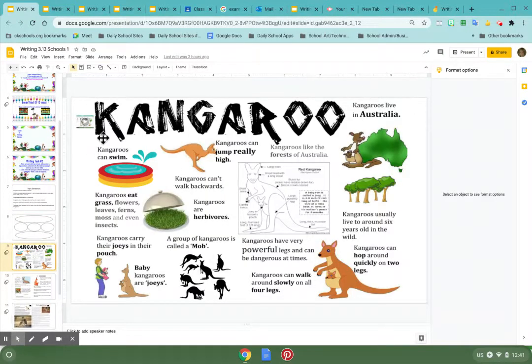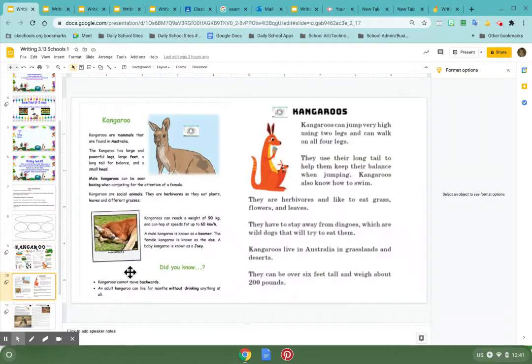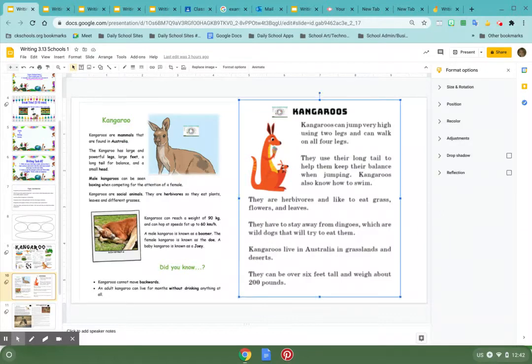Okay, so I listened to the article and I found out, like you should have yesterday, that kangaroos are native to Australia. They live in Australia, but that wasn't enough. So I had to keep going and I had to listen to this. And again, I found that they live in Australia. I learned this right here. Kangaroos live in Australia in grasslands and deserts.